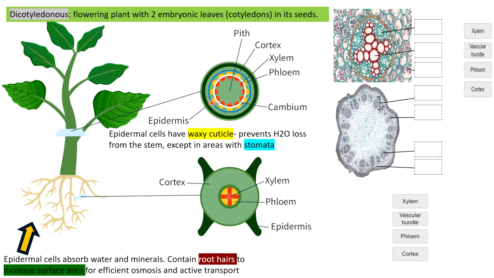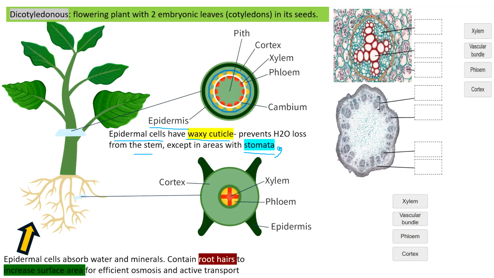First thing, the outer layer of the stem is called the epidermis, which contains epidermal cells. These have what's called a waxy cuticle made of lipids that prevents water loss from the stem. Okay, we don't want water to be lost. We want water to go up the stem, except in areas with stomata. Okay, stomata isn't only in the leaves. Okay, we want some transpiration through the stem, but they're going to be mostly in the leaves. That's where we want the transpiration to happen.